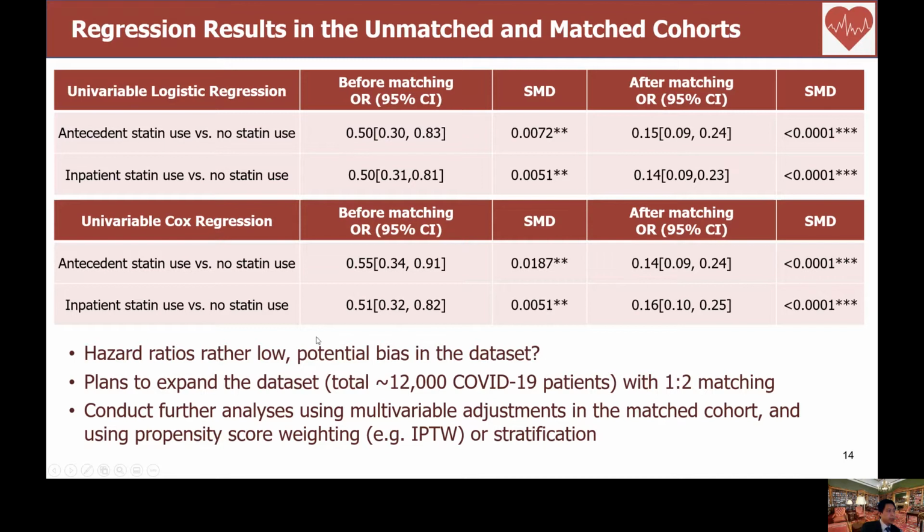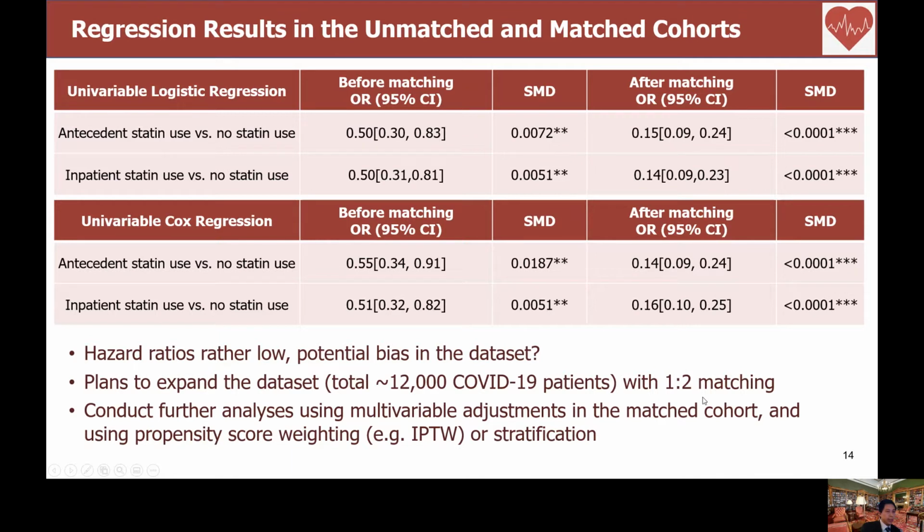So we do wonder about potential bias in the data set. Before publishing these results, we are going to expand the data set. We have around 6,000 more patients since the last recruitment date, and we're going to use 1 to 2 propensity score matching to make use of the data in the non-statin exposure group. So we will look at further analyses using multivariable adjustments in the matched cohort.